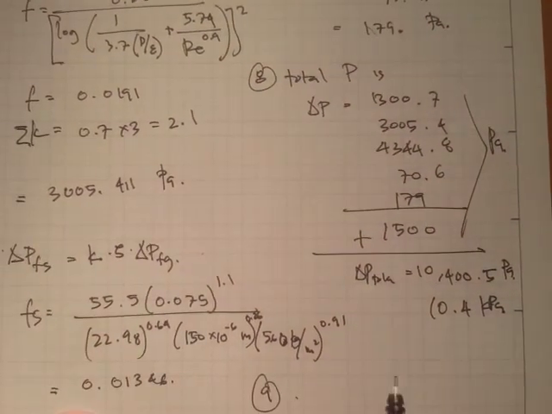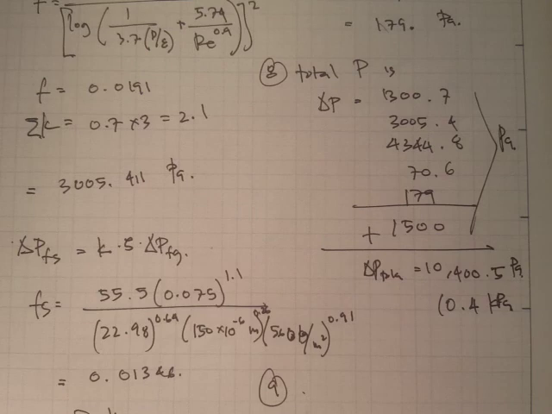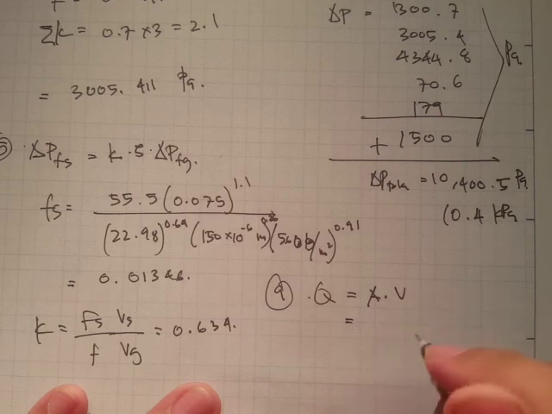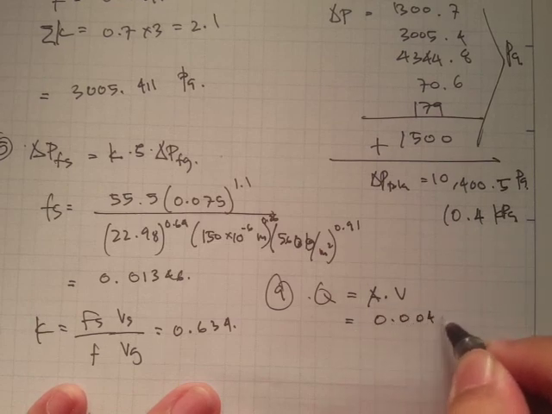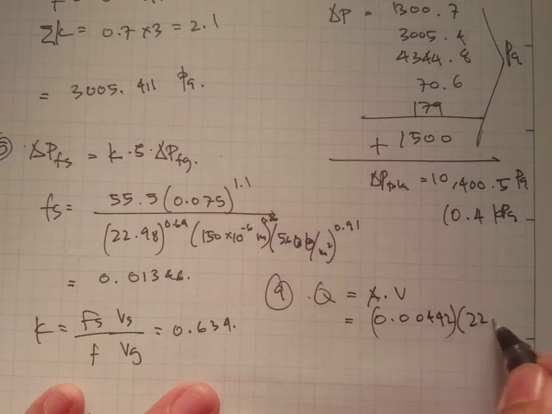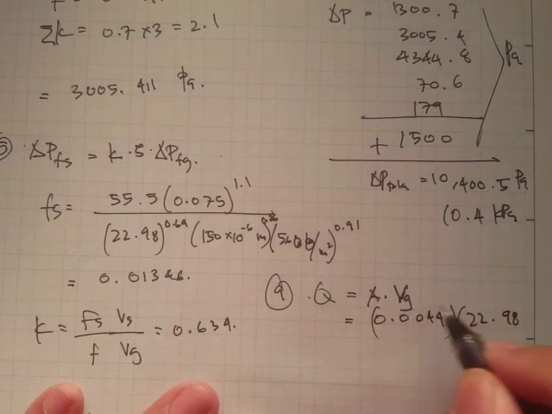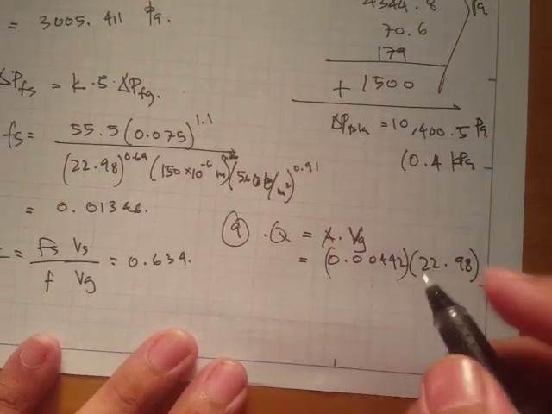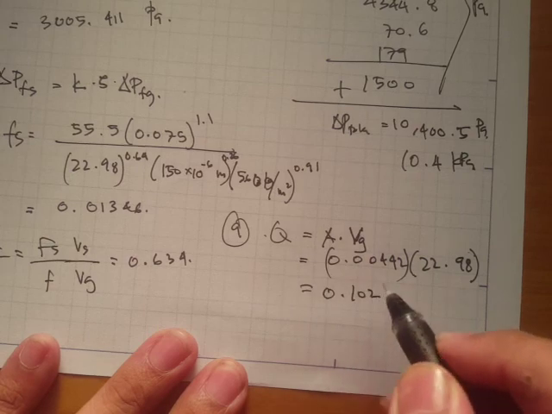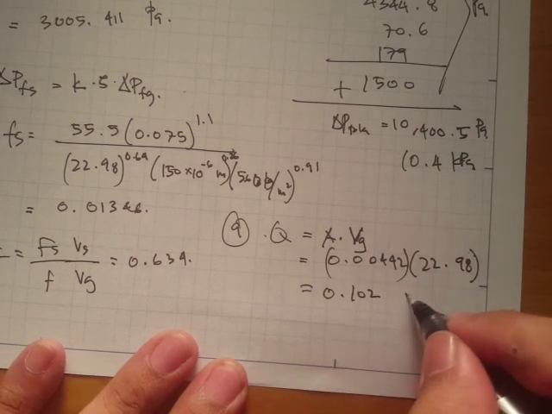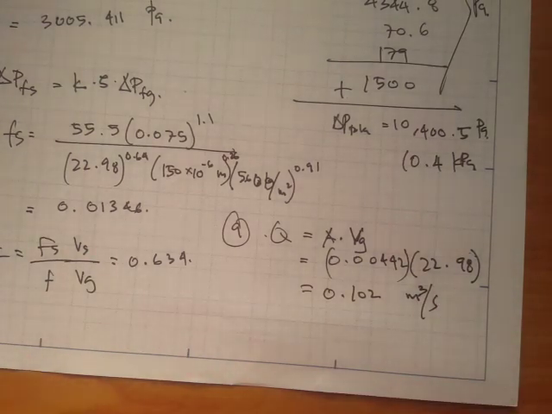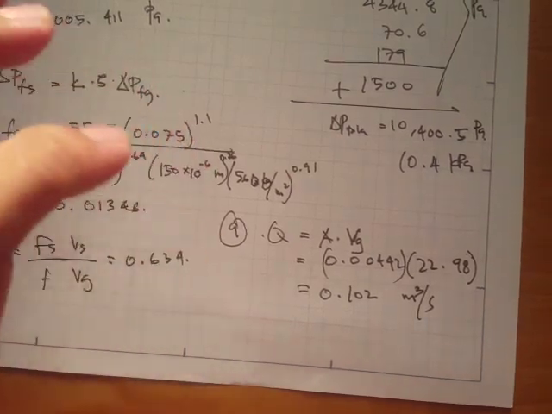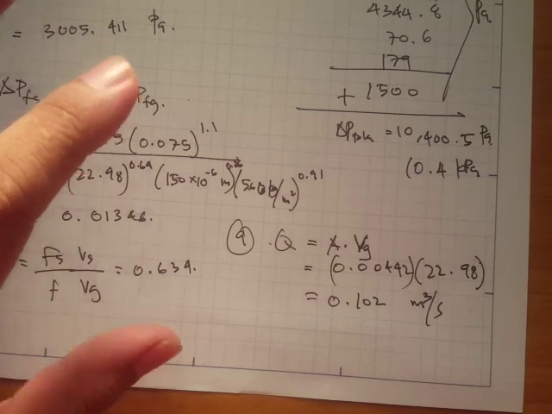So now we have the total pressure drop. Now let's solve for the flow rate. Q is equal to AV, and our area, that's 0.0442 times 22.98, and of course this is VG, meters per second, and that's going to be 0.102 meter cubed per second. Okay, so we can also solve for the air horsepower and then the required motor horsepower if you'd like.